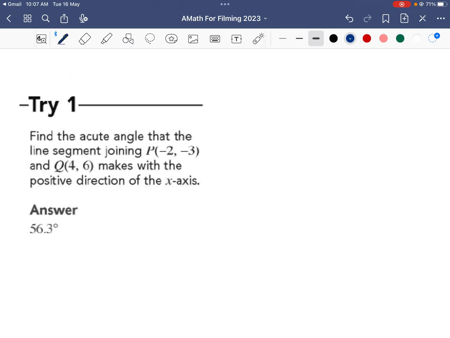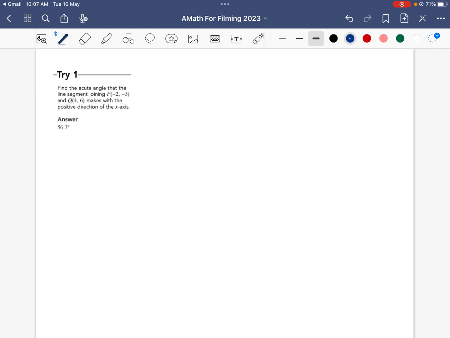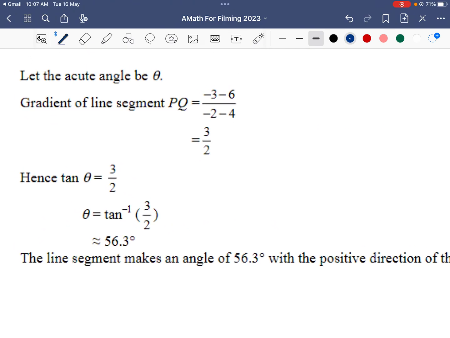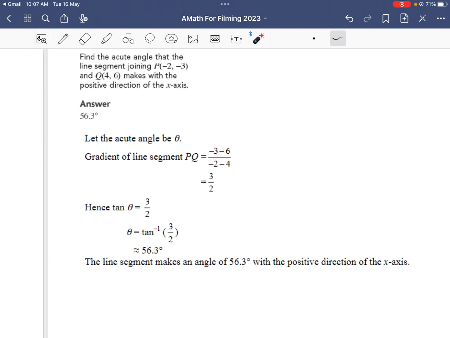Now, please pause the video and attempt try 1. The answer 56.3 degrees is there, and when you're ready, please unpause the video and I will give you the answer. So let the angle be theta, just like what we did in my previous slide. The gradient was 3 over 2. So I relate tangent theta to 3 over 2. And I find that the value here is 56.3 degrees.